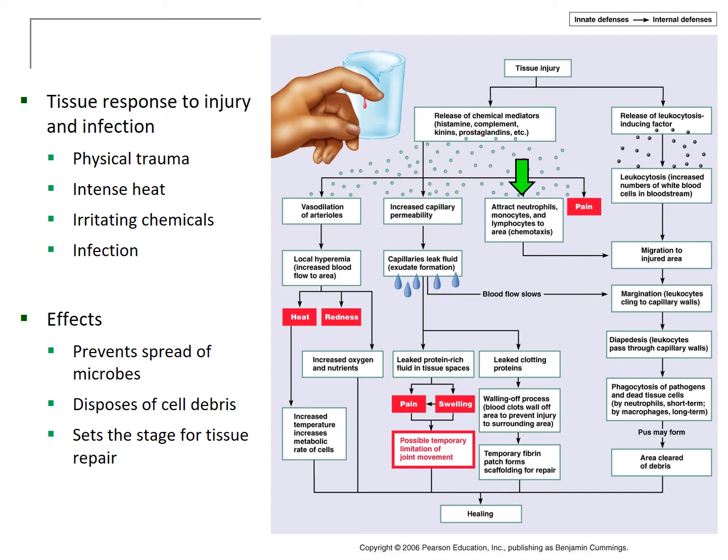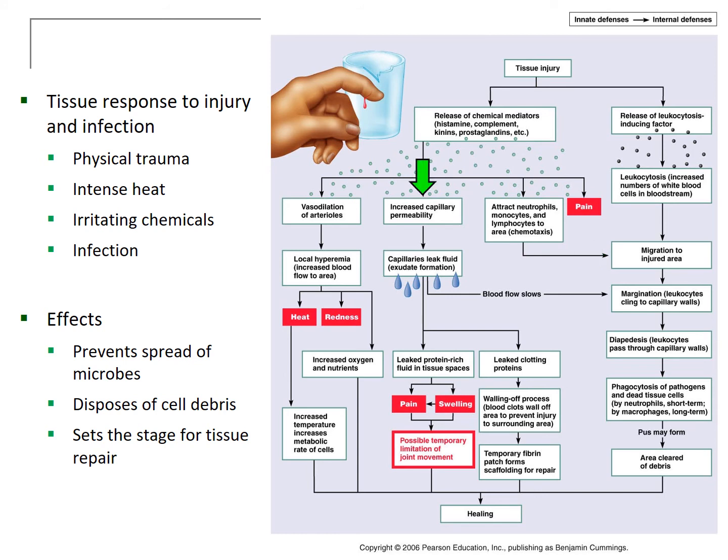And so this is that chemotaxis phenomenon that we were talking about earlier. So if you're attracting neutrophils and monocytes, if you look at the arrow, you're going to get increased migration to the injured area, and then the rest of those consequences happen.